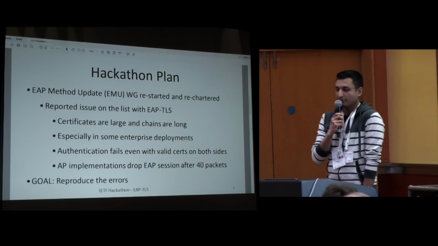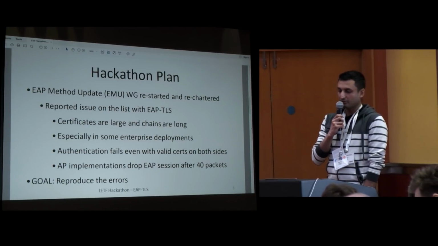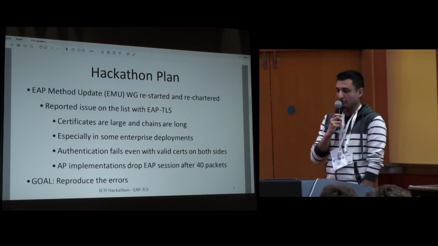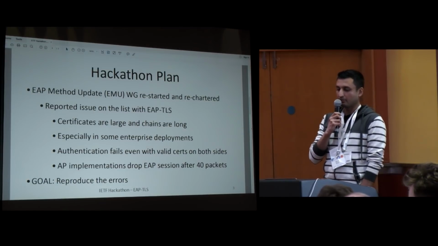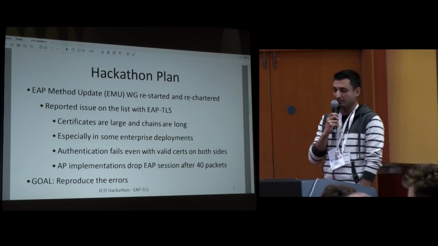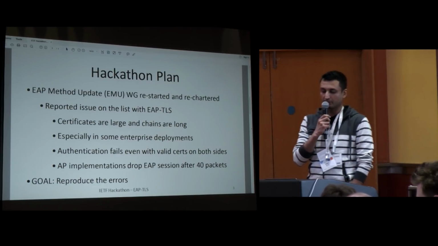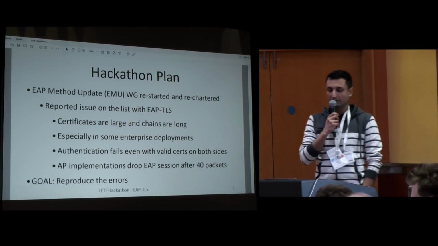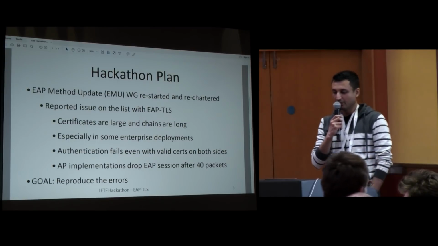Some of you might know that the EAP method update group was rechartered and restarted. It was actually just rechartered last month. And during the recharter discussions, people reported on the mailing list that there are some deployment issues with EAP TLS. They noticed that certificates have been growing larger, especially with RSA keys of 4096 bits. And the chains are also getting long. This is the case in many enterprise deployments. And what happens is that even though both the client and server have valid certificates to authenticate each other, they fail because access point implementations drop EAP sessions that don't complete within 40 packets.